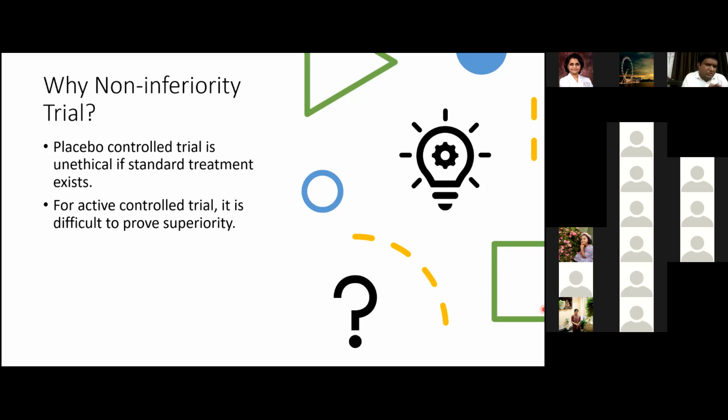Okay? And I might be wrong also. Nowadays many of you might be doing it. Okay, I'll be happy if I'm wrong. Yeah, so I'm just saying that doing a non-inferiority trial is pretty easy.